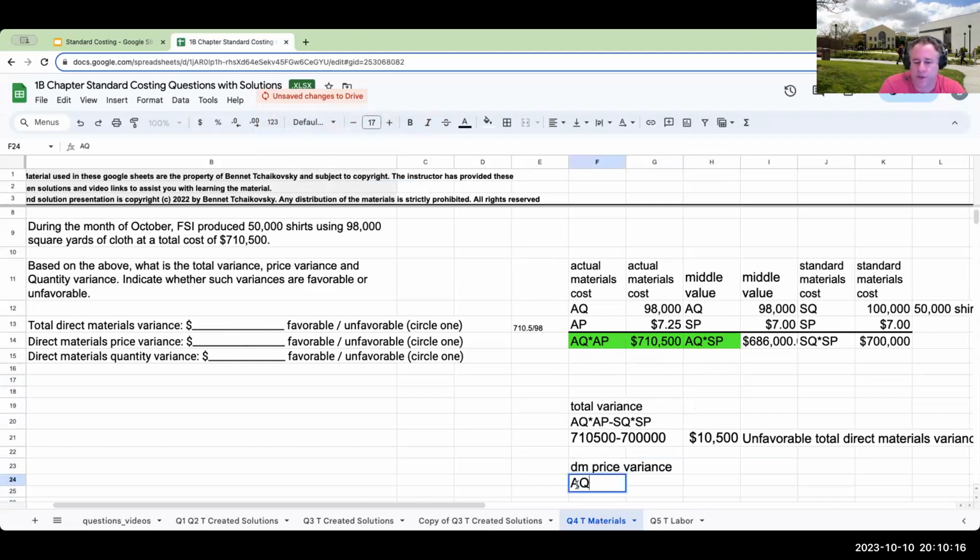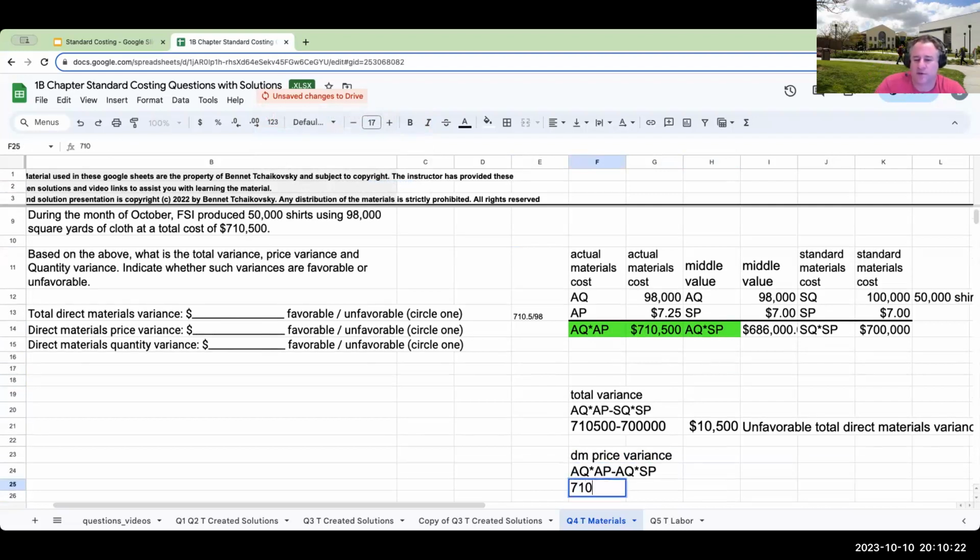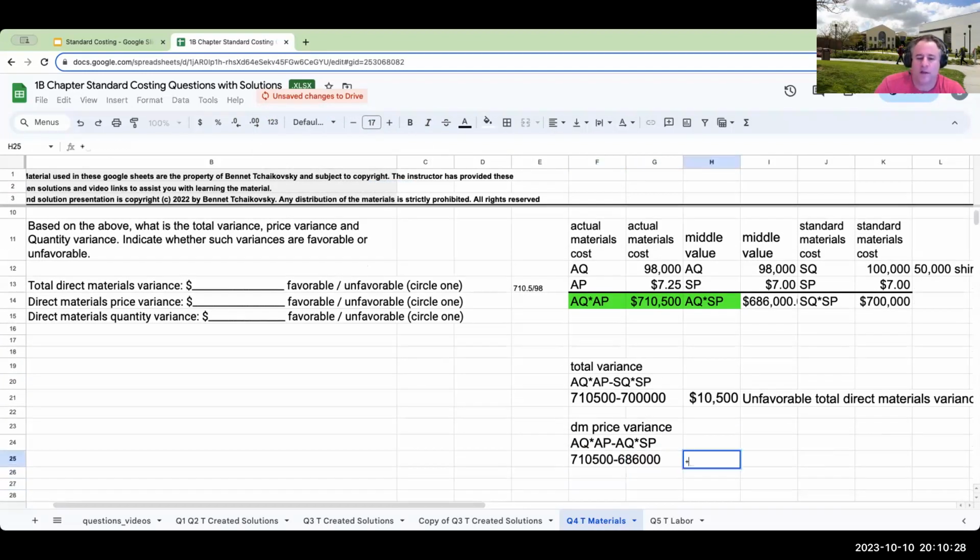So when I take AQ times AP minus AQ times SP, I'm going to get 710,500 minus 686,000. And this is going to give me 24,500. Let's think about this. Is this favorable or is it unfavorable? Well, I should have spent $7 per square yard. I actually spent $7.25. This is going to be an unfavorable direct materials price variance. So that's what we're going through over here and doing.